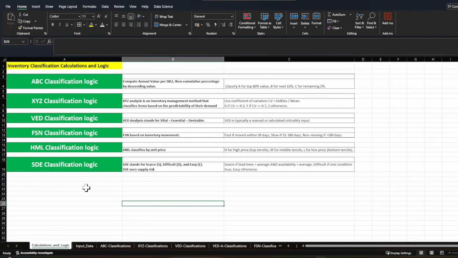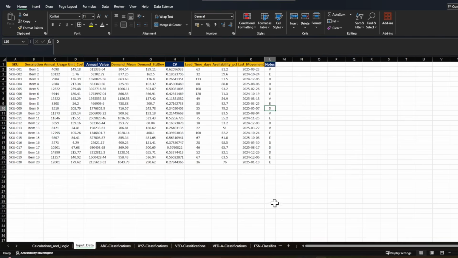So let's start with how you can create a model in Excel and do this analysis on your own. The first and foremost thing is what input data is required in order to do the inventory classification. This is the basic input data which I have created for this sample calculation. First of all, you need to have a SKU, then the description, then the annual usage, then the unit cost, then the annual value. The reason this column is blue is because it is calculated. We just multiplied annual usage and unit cost to figure out this number.